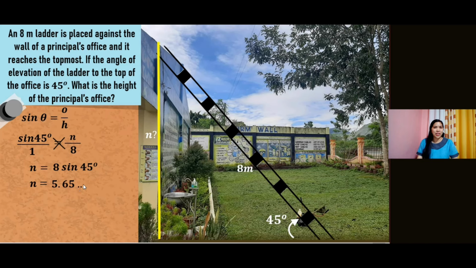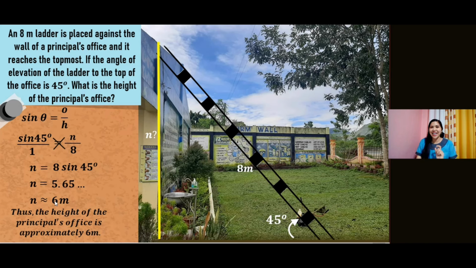5.65 and something. So let's round it off to a whole number. So since you have 6 here, this is estimated as n equals 6. And the unit of measurement, this is m. Therefore, the height of your principal's office is approximately 6 meters. Is that clear? I hope so.